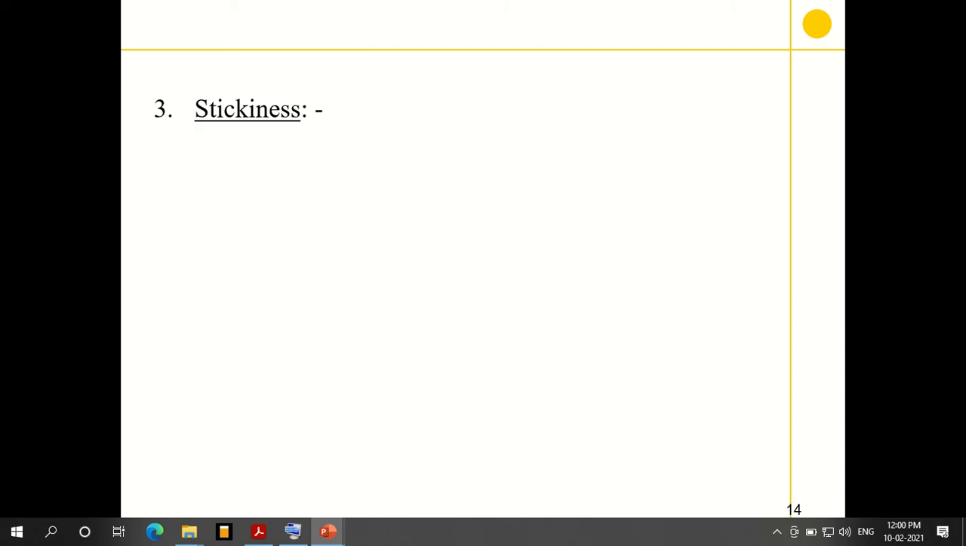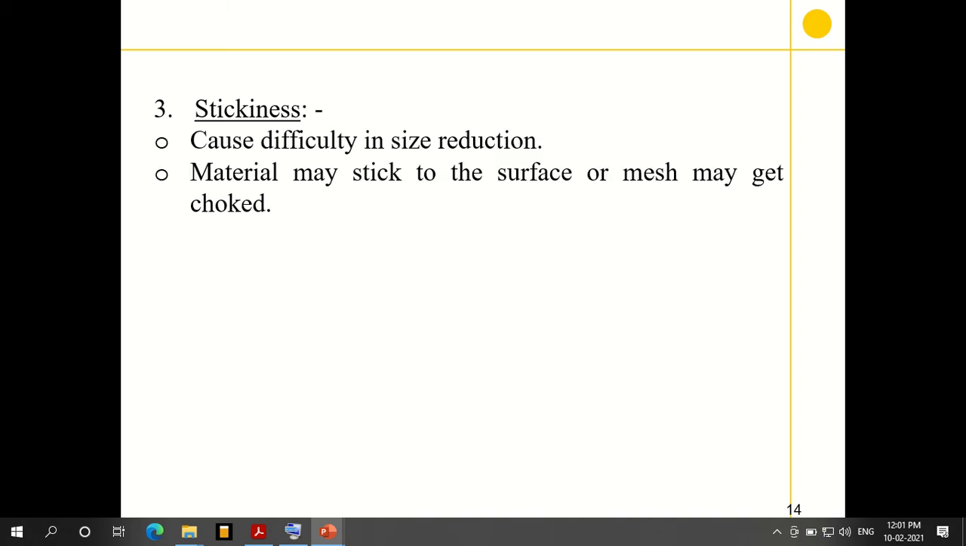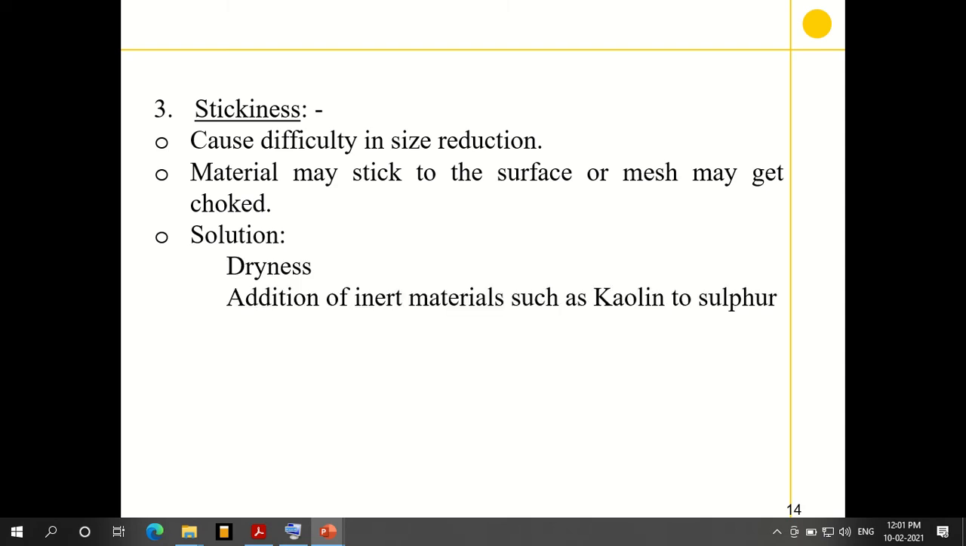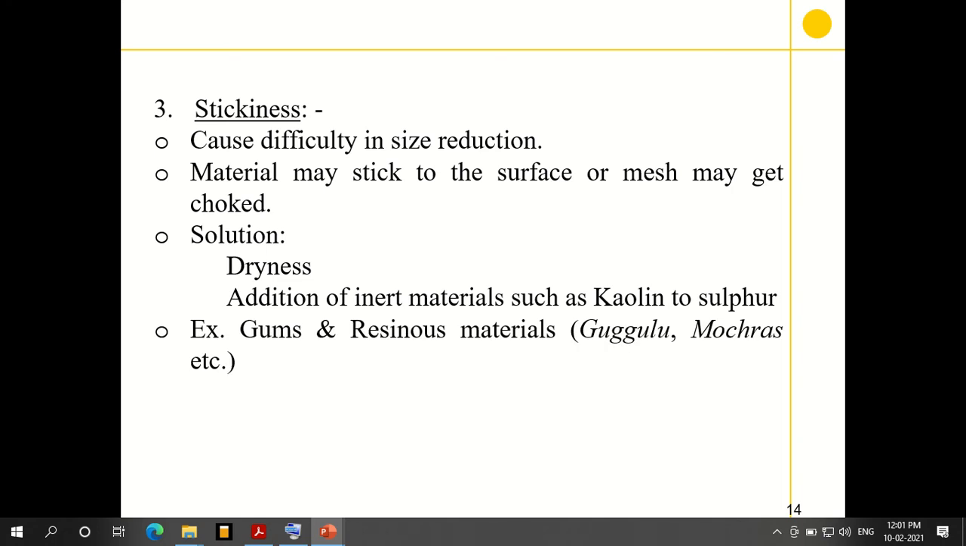Stickiness is one of the biggest problems in size reduction. If there is stickiness, it is very difficult for the size reduction process. The material will stick to the equipment, so it will not get proper impact from the hammer, or it may not get attrition, or it may not get cut properly. This leads to great difficulty in size reduction. A material may stick to the surface or get clogged. The solution is to either dry it properly or add a material like talc, or sulfur, gums and resinous materials, which can be used to avoid the sticking components.